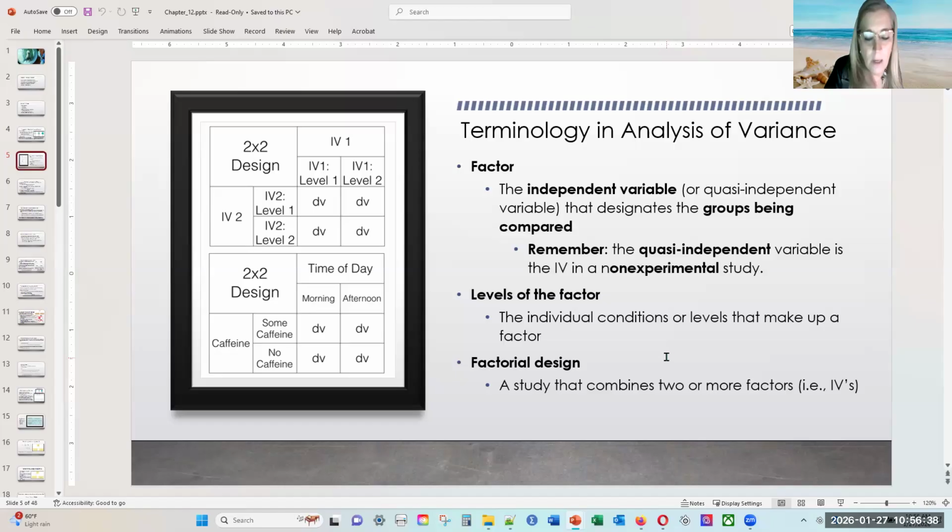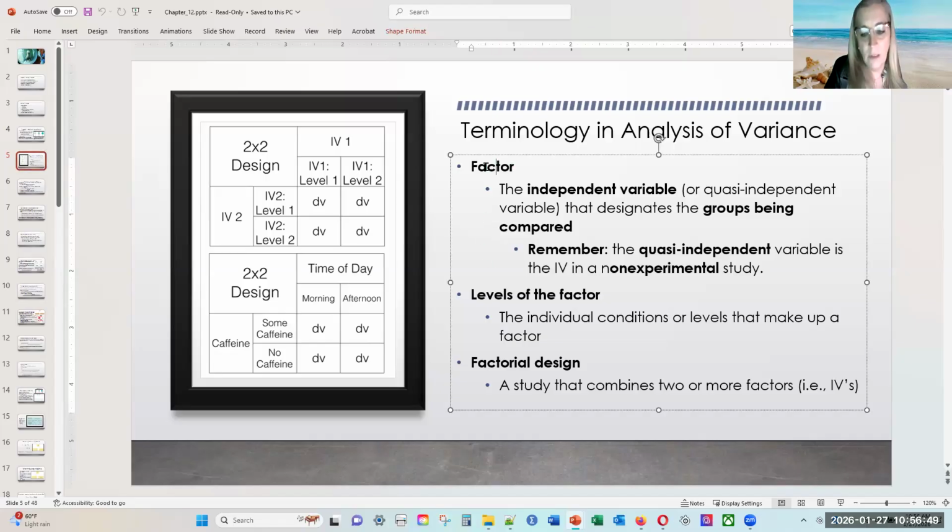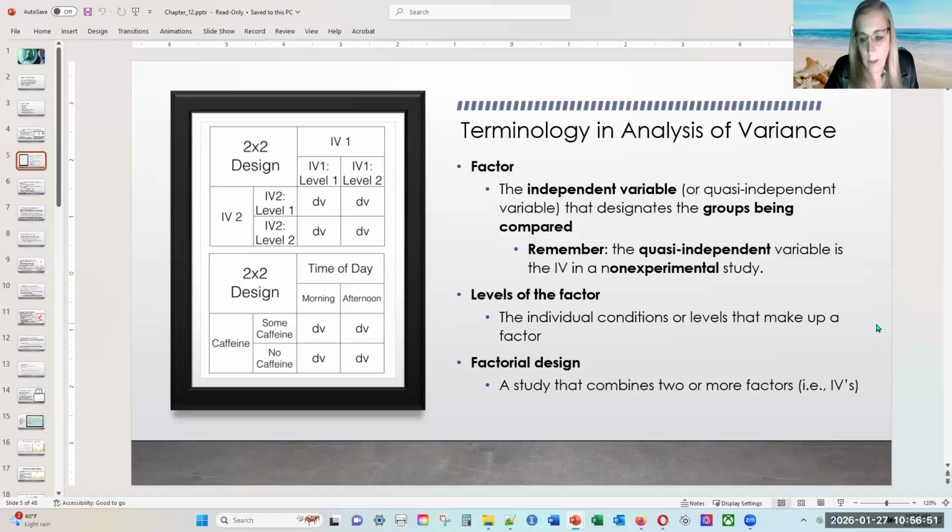So there's some terminology that we should understand when it comes to analysis of variance. We use the term factor, as you can see here, and really what we're referring to is an independent or quasi-independent variable, and it designates the groups that are being compared. So remember, quasi-independent variables are non-experimental variables like gender, a variable that has not been manipulated.